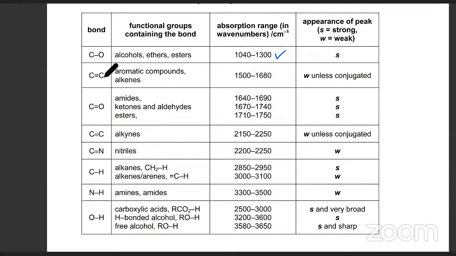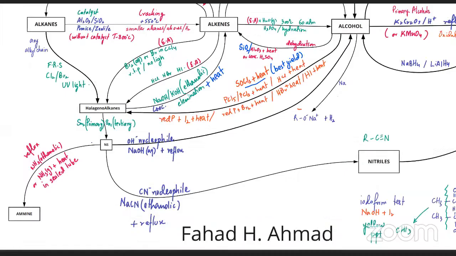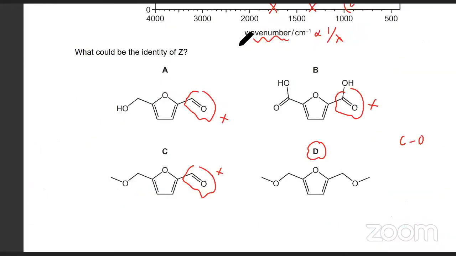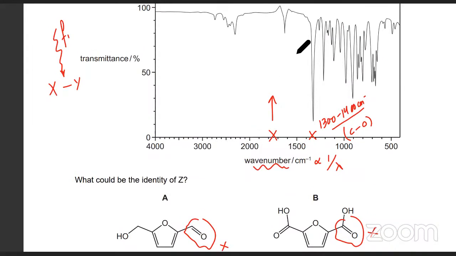resonate? So not resonate, where do they absorb frequencies? They have a very weak absorption at 1500 to 1680. There is some small weak absorption at this point. So this one is probably going to be C double bond C.